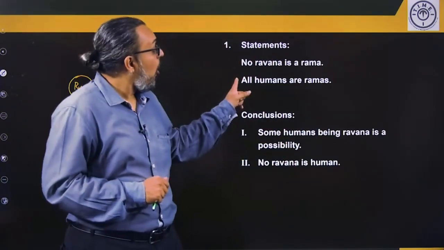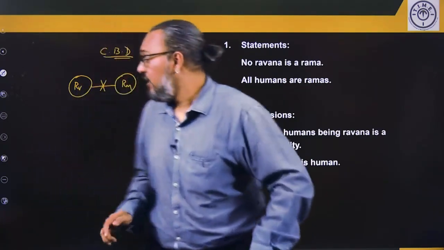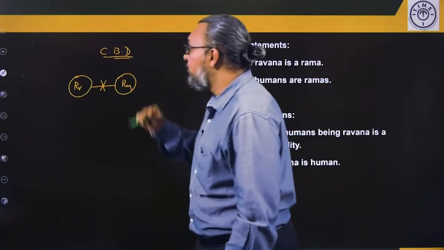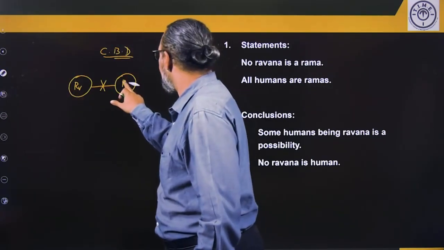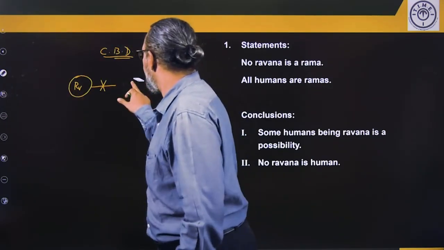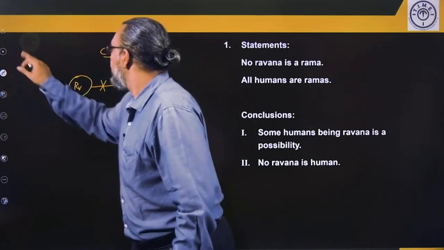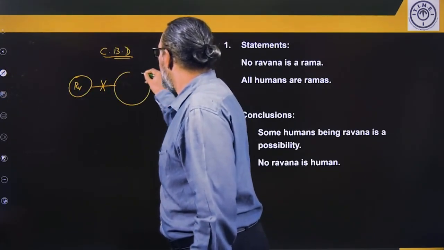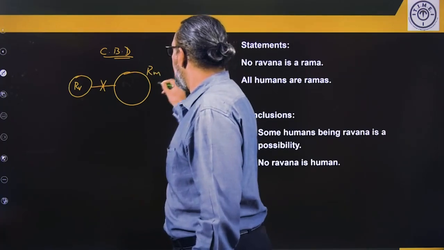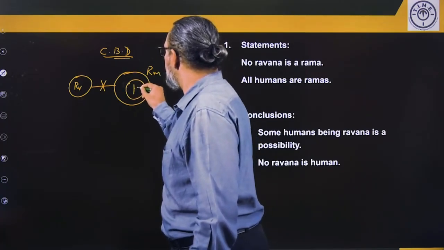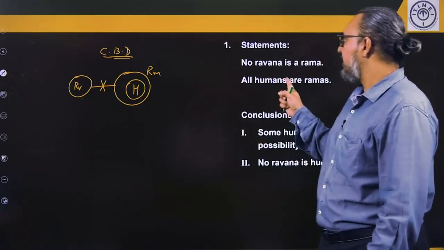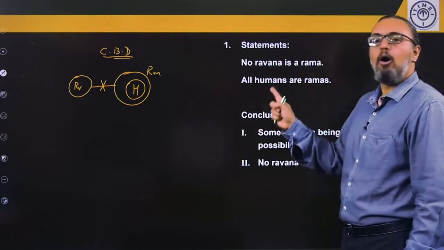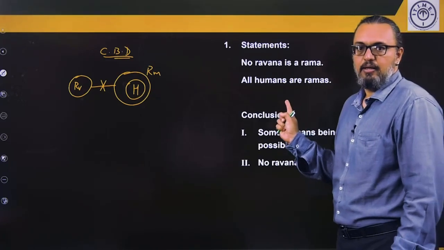And then what else? All humans are Ramas. All the humans should be inside Ramas. Let me slightly change this. So, this is the Rama circle. All the humans are Ramas. So, this is going to be my combined basic diagram for this: No Ravana is a Rama. All humans are Ramas.